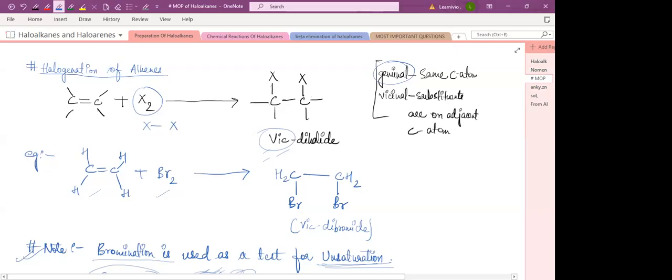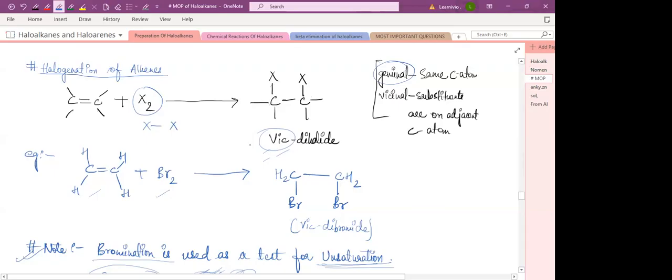Ma'am, can you explain the geminal again? Yeah, geminal dihalide means the halide groups which are attached to the same carbon atom. When the halide group or any other substituent is attached to the same carbon atom, then it is known as geminal dihalide, you can say.